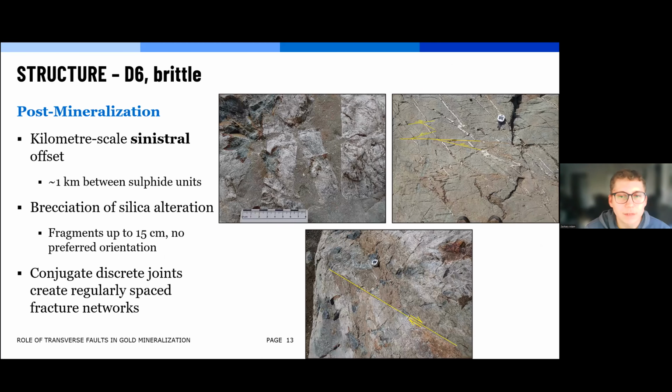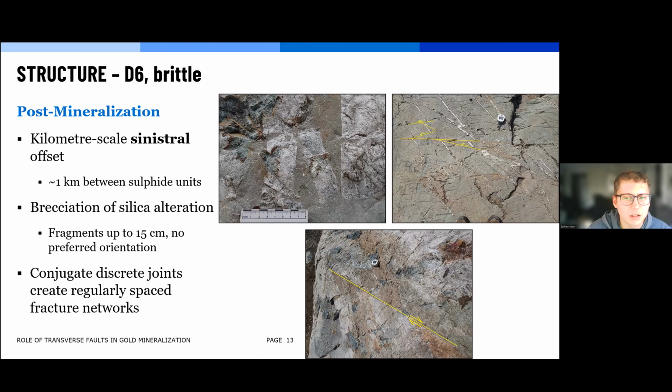Finally, D5 was overprinted by brittle deformation in D6. On the larger scale, this movement resulted in the sinistral offset of the stratigraphy that we see on the map by approximately 1 kilometer, which is apparent using the pyrite-rich sulfide units.